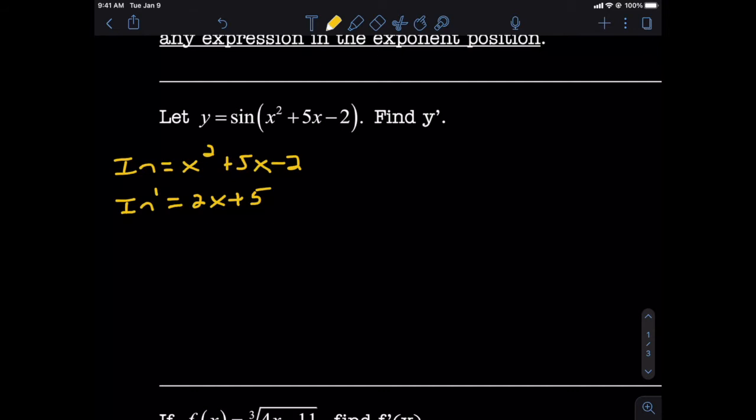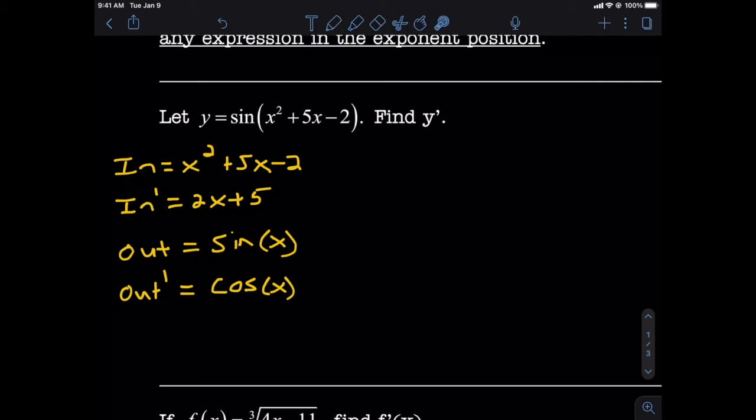Now, if we need to figure out what the outside function is, we're basically going to cross off the inside function here, and whatever is left over is going to be the outside function. Observe, if we cross off the x squared plus 5x minus 2, we're left with sine of, well, you'll see in a second here. Our outside function is going to be sine, and then we're going to get rid of the x squared plus 5x minus 2 and replace it with a simple x. The derivative of sine, or in our case, out prime, is going to be cosine of x.